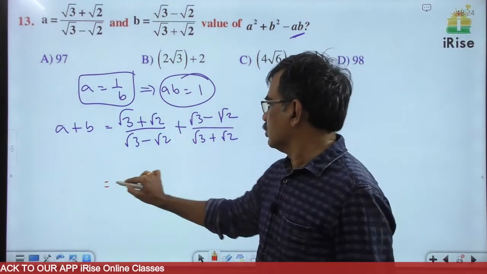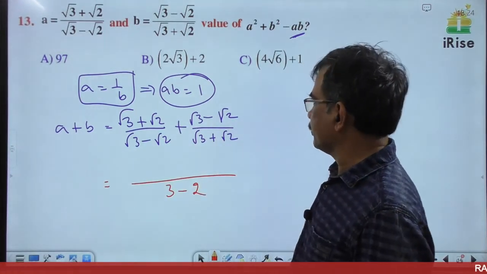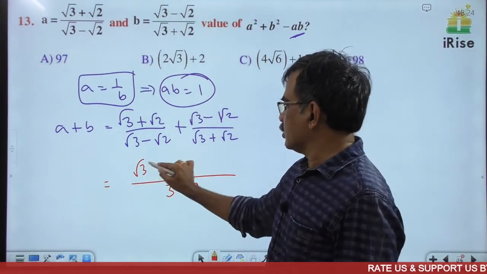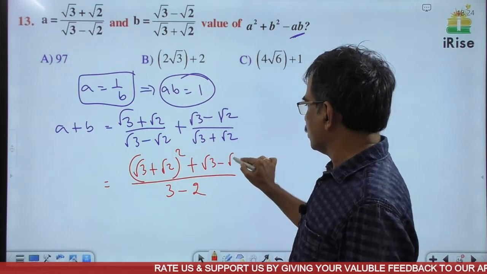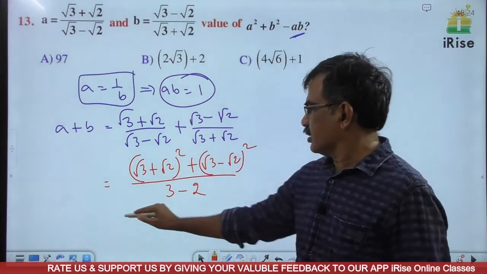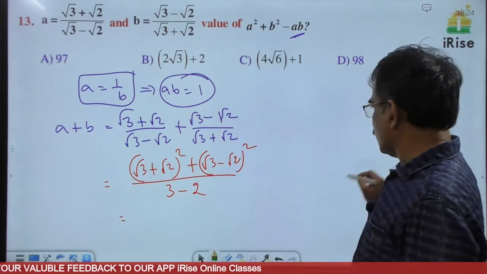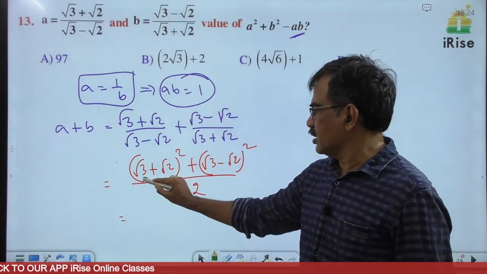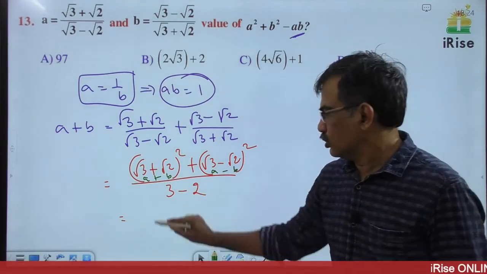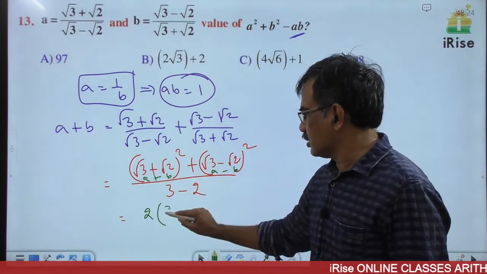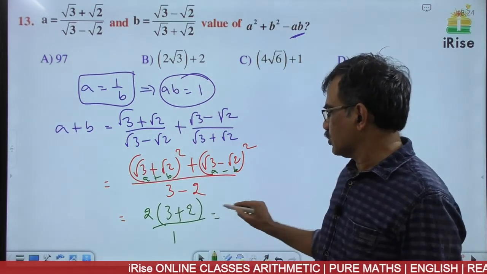This is equal to, with denominator A plus B into A minus B, A square minus B square. The numerator is root 3 plus root 2 whole square plus root 3 minus root 2 whole square. This is in the form of A plus B whole square plus A minus B whole square, which is 2 times A square 3, B square 2, by 1. This is 10.